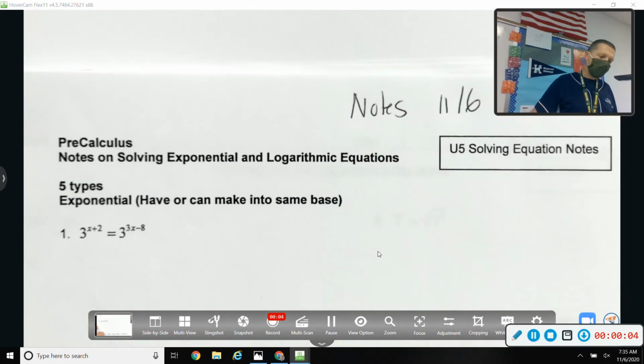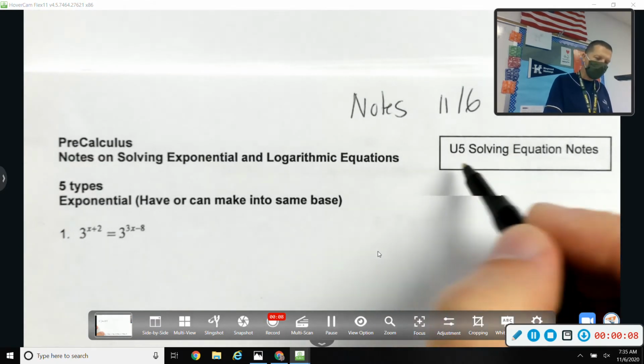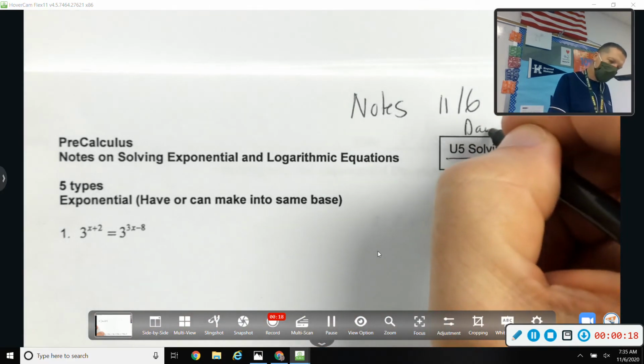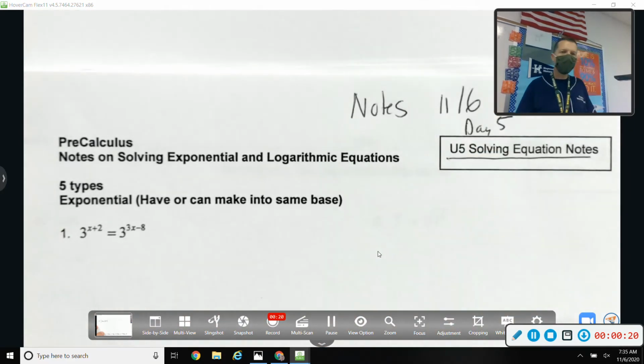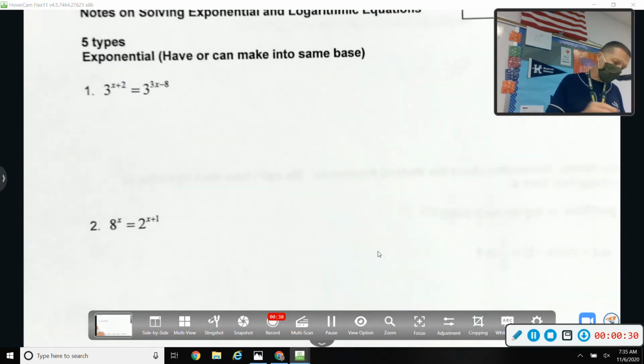All right, so today's notes are provided notes. It's in the packet. Unit 5, solving equation notes. If we're keeping track of days, this is day 5, I think. Five types. You kind of know what you need to know in order to do these. So there's nothing new concept-wise. So we're just going to work a bunch of examples together.